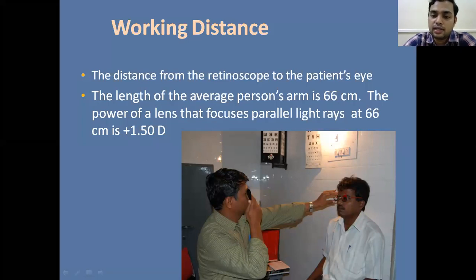The working distance is usually at the arm length distance, that is 66 centimeters. So we should sit at the working distance of 66 centimeters. In order to converge parallel rays at that distance, we need plus 1.5 diopters. So before performing the test, we have to put a plus 1.5 diopter lens into the trial frame.